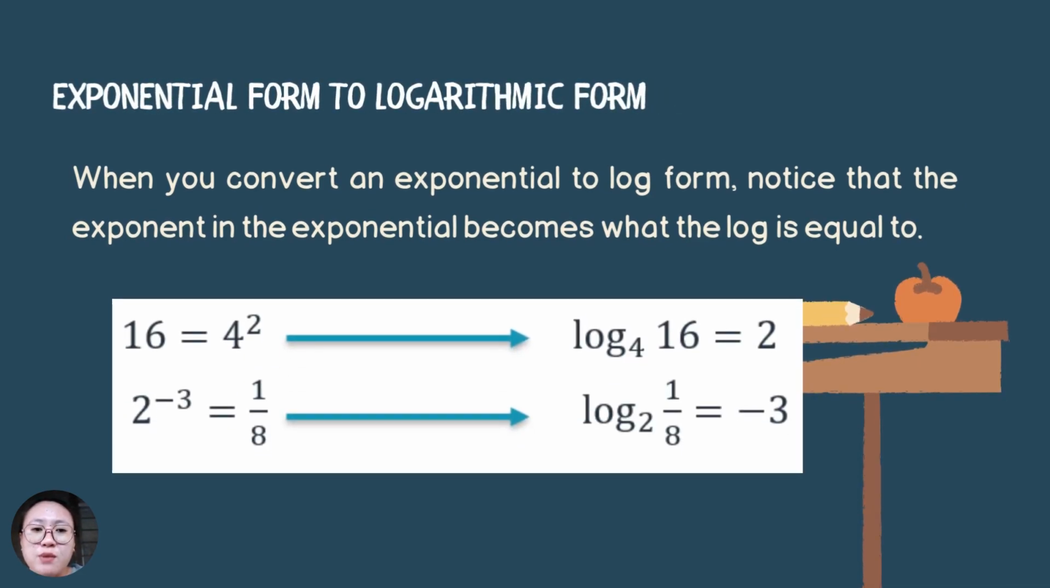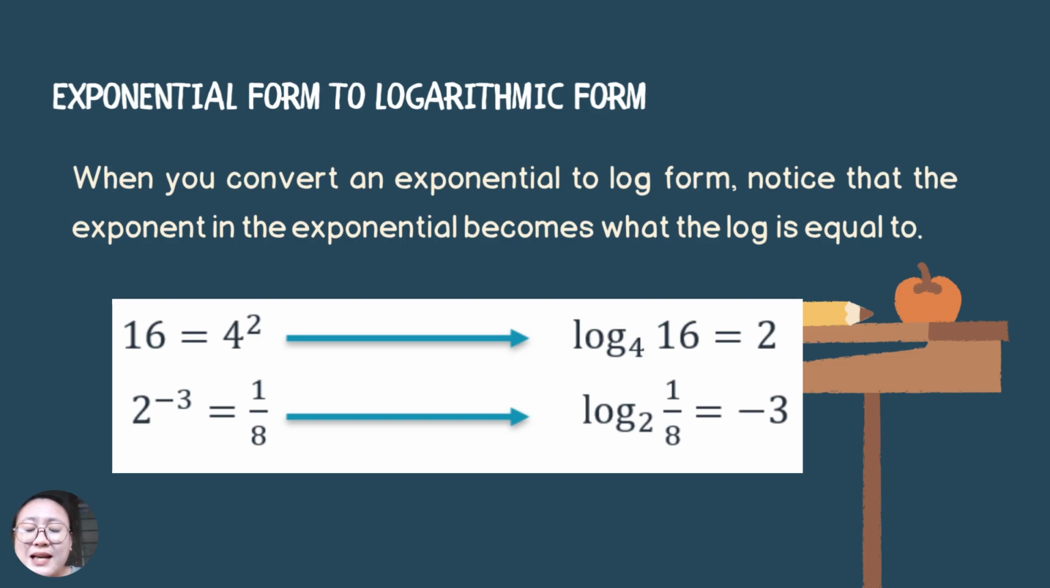Converting exponential form to logarithmic form. When you convert an exponential to log form, take note that the exponent in the exponential becomes what the log is equal to. Example number 1, 16 is equal to 4 raised to 2. Let's identify first the base, the power, and the exponent. The base here is 4, our power is 16, our exponent is 2. Converting this one into its equivalent logarithmic form, it will become the logarithm of 16 to the base 4 is equal to 2.